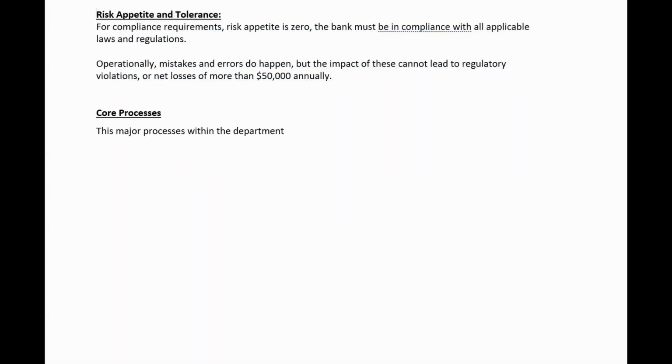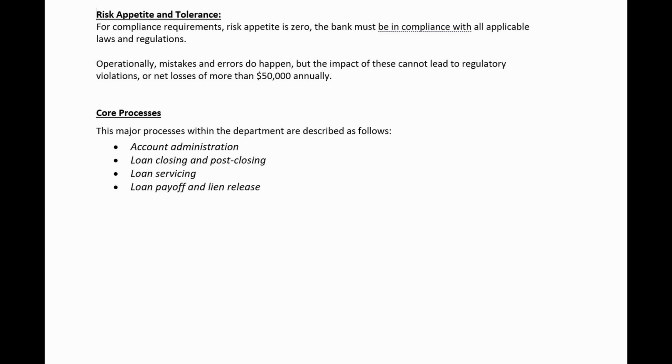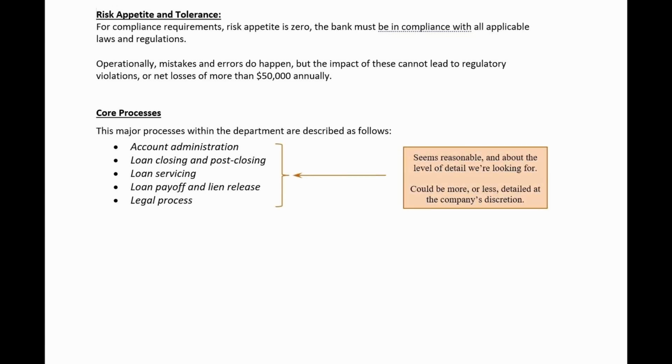Okay, what are your major processes? Okay, in this area, we've got some major functional areas, and our processes are fundamentally ongoing account administration, loan closing and post-closing, loan servicing, loan payoff and lien release, and legal process as is needed. Now again, this seems very reasonable and about the level of detail we're looking for. We really don't need to go beyond this at this point. Again, this could be more or less detailed at the bank's discretion.